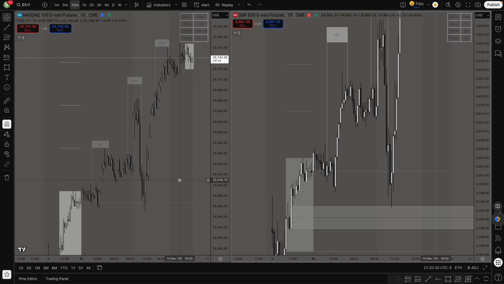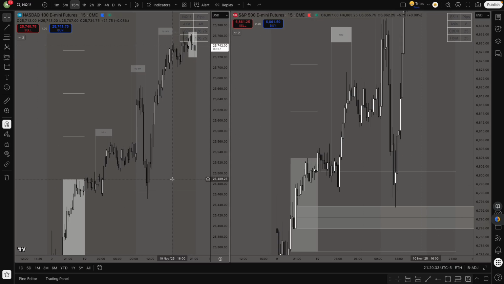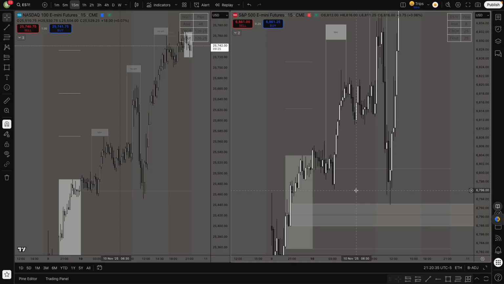Today I'm going to be going over SMTs, how SMTs work, what exactly they mean, everything like that. Okay, so an SMT stands for a smart money technique.